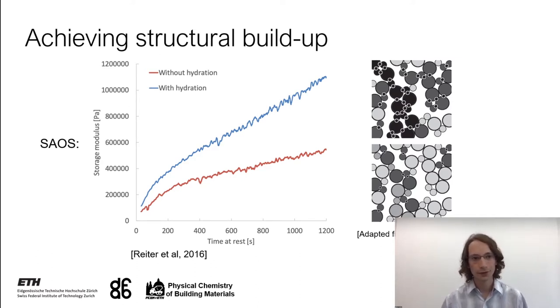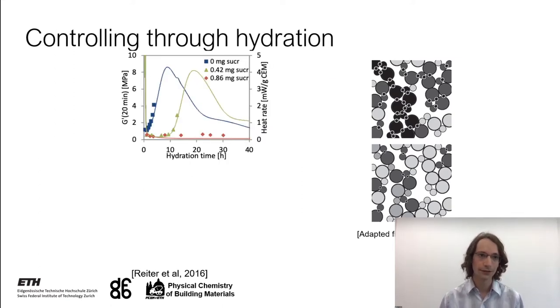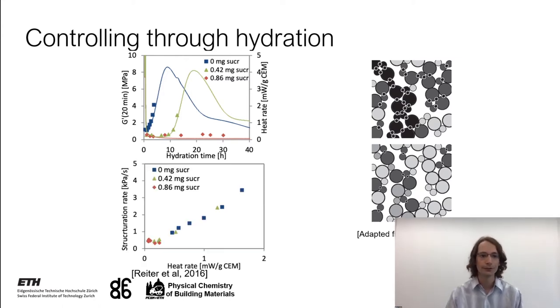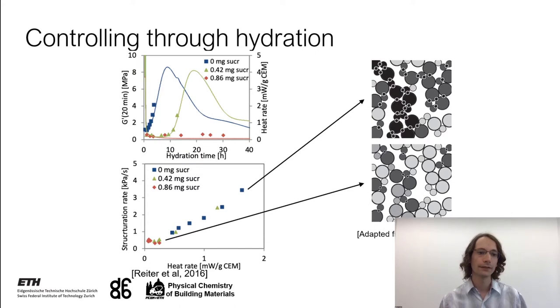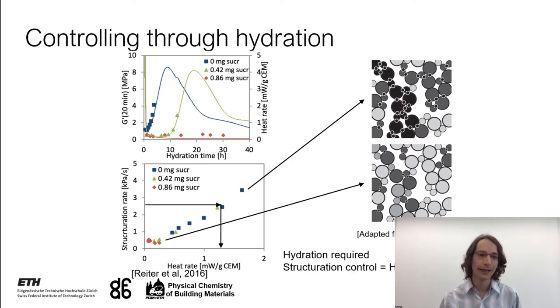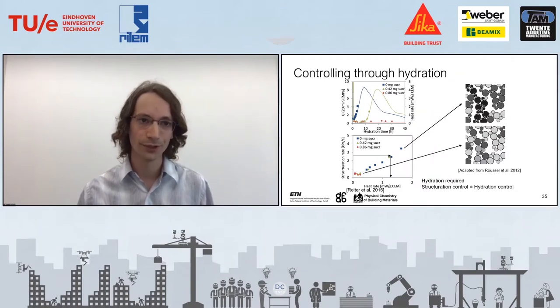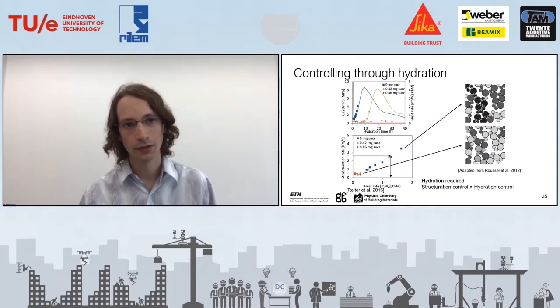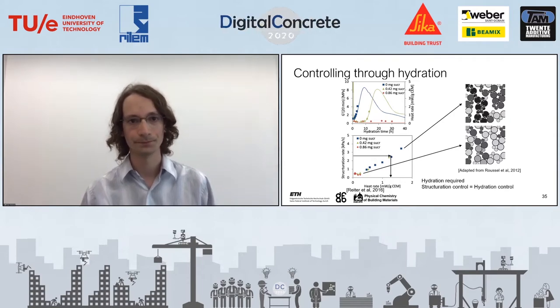Taking now these measurements long after 20 minutes, we can compare them more directly to the heat rate from the hydration process. And if we do that, comparing directly the structuration rate with the heat rate, we get this nice linear relationship. And what this is telling us is that if we want to have a certain structuration rate, first we need a quite high amount of hydration to take place, and we need this to happen in a controlled way. And the way that we are devising is then to use an accelerator to achieve this.